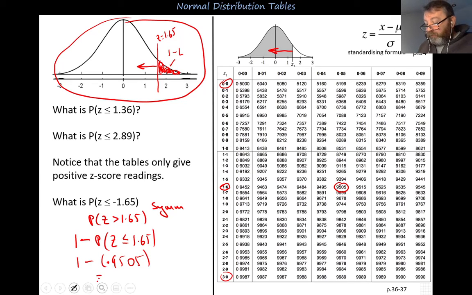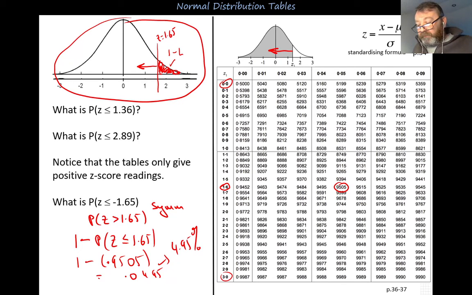0.9505, which, and again, ask your trusty calculator, 1 minus 0.9505 comes out as 0.0495, or another way to say that, 4.95%. So there's a 4.95% chance that a Z-score will be less than minus 1.65. Why? Because there is a 4.95% chance of a Z-score being greater than 1.65. So we're using the symmetry.